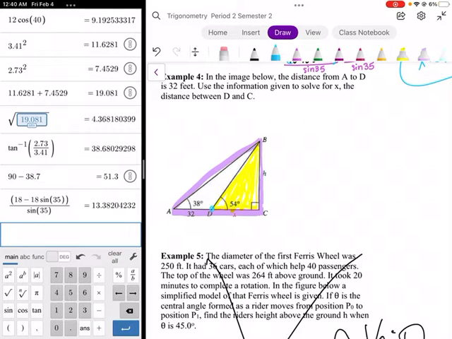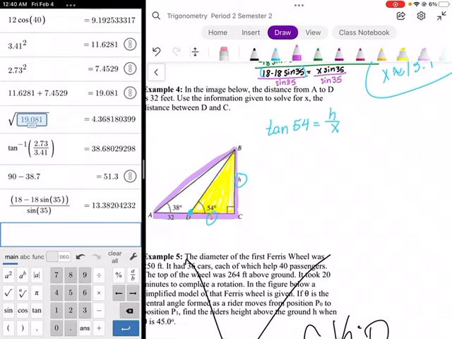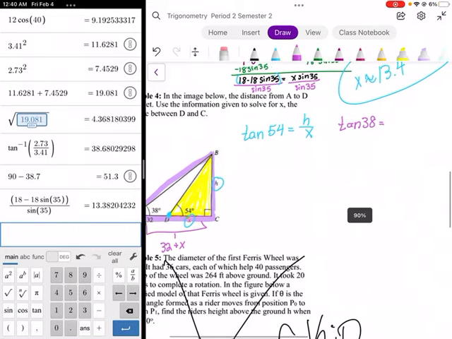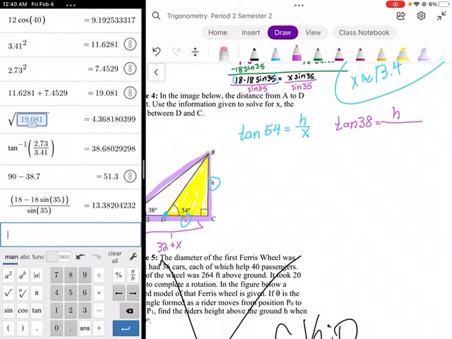Looking at our smaller triangle, we have the height and we have x, which are the opposite and adjacent, which will give us the tangent of 54 equals h over x. If we look at our outside triangle, we again have the opposite and adjacent, which would be 32 plus x here. We will have the tangent of 38 equals h over 32 plus x.